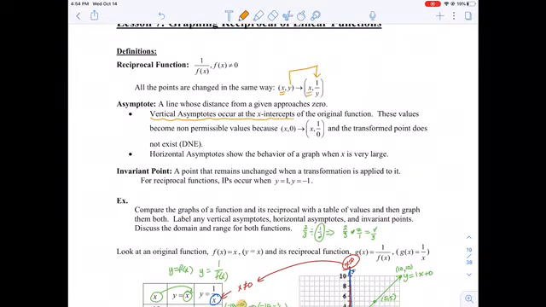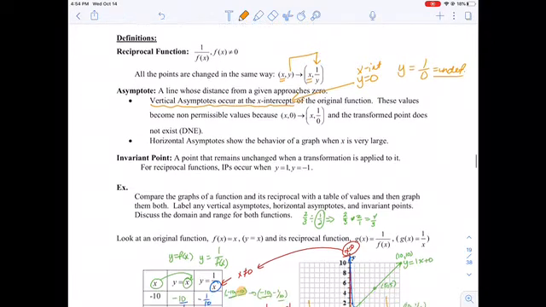Vertical asymptotes occur at the x-intercepts because at that point, y is equal to 0 on the x-intercept. Okay? And we take the reciprocal, which is y is 1 over that value, which is undefined. Okay? And that causes a vertical asymptote at that place.